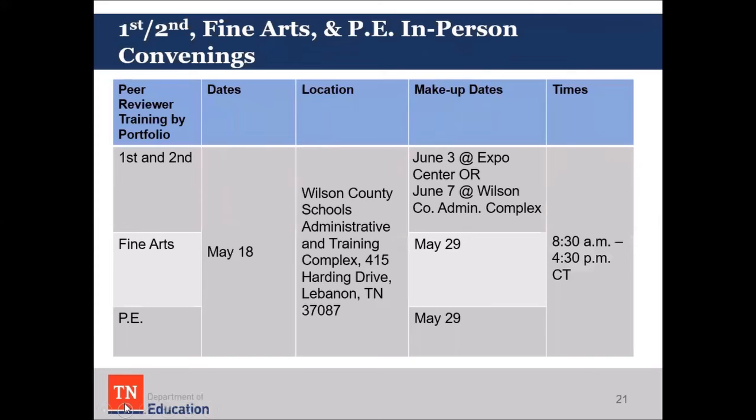As you see on the screen, May 18th is the first and second grade, as well as the fine arts and PE, also in Wilson County at the Wilson County Schools Administrative and Training Complex. You can see the address there. There are also makeup dates that you can see on your screen. The first and second grade can attend one of those pre-K and K dates as makeup. And fine arts and PE will be May 29th at the same location. And again, the time is 8:30 to 4:30 Central Time.